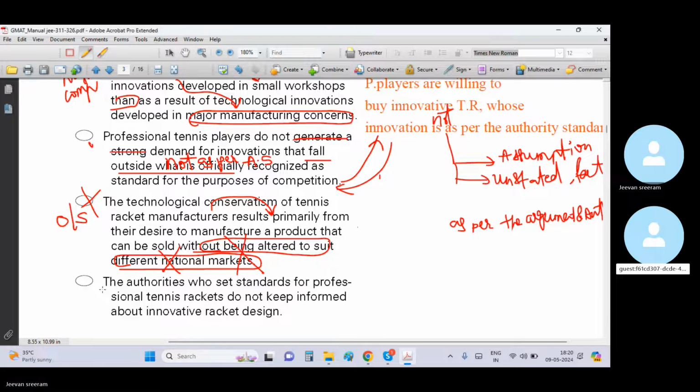The authorities who set standards for professional tennis rackets do not keep informed about innovative racket design. They do have the information, right? But authorities who set standards for professional tennis rackets don't keep informed about innovative racket design. So it gives a sense like authorities won't tell anybody about the innovative tennis racket design. It's something wrong, irrelevant, nowhere related. Once again, out of scope.